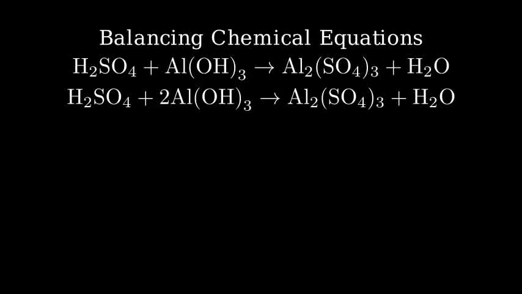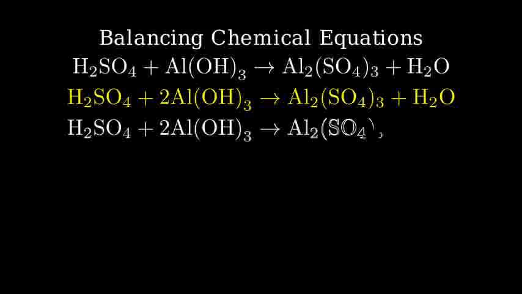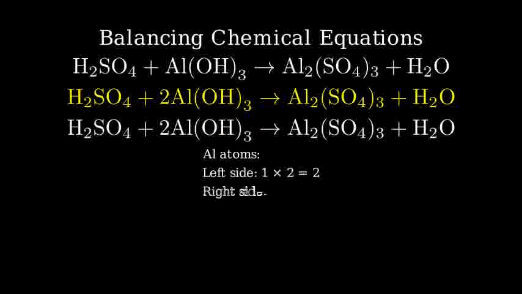First, let's look at aluminum. We have one aluminum atom on the left side in aluminum hydroxide, but two aluminum atoms on the right side in aluminum sulfate. To balance this, we need to add a coefficient of 2 in front of aluminum hydroxide.